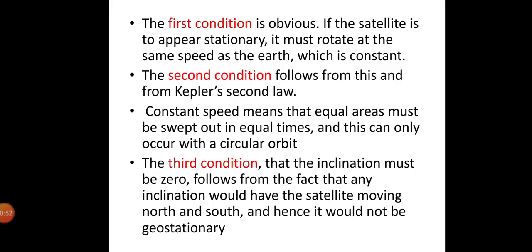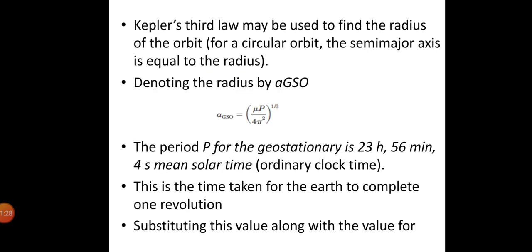The first condition is obvious. If the satellite is to appear stationary, then it must rotate at the same speed as the Earth, which is constant. The second condition follows from this and from Kepler's second law. Constant speed means that equal areas must be swept out in equal times, and this can only occur with a circular orbit. And the third condition, that the inclination must be 0, follows from the fact that any inclination would have the satellite moving north and south, and hence it would not be geostationary.